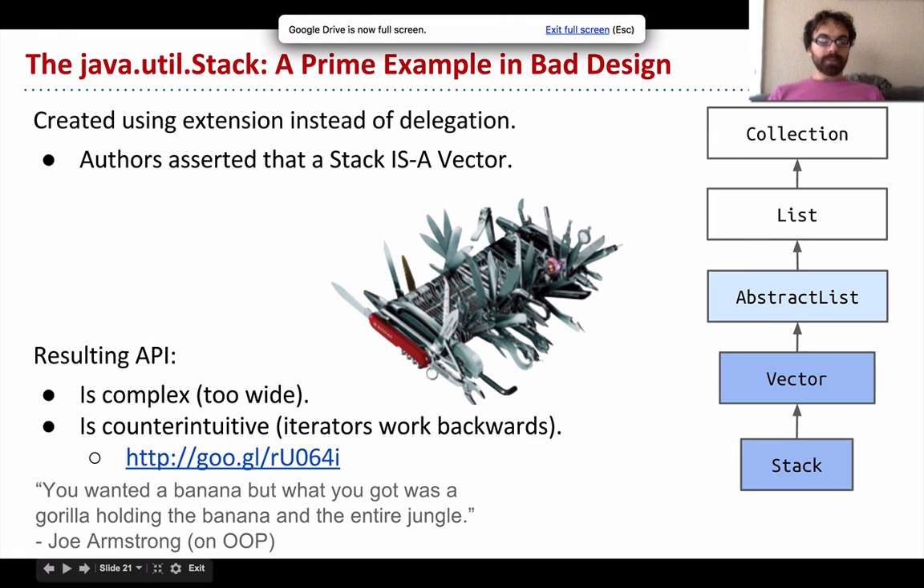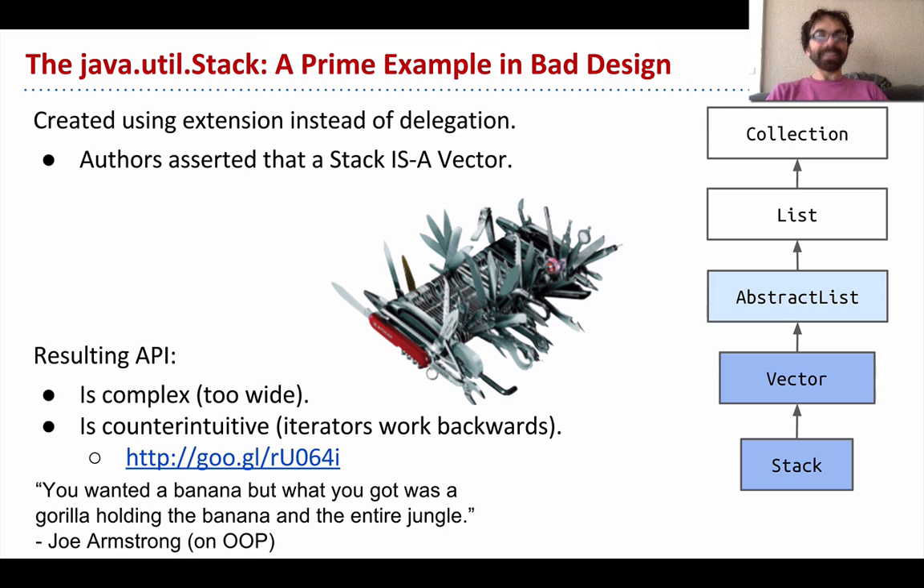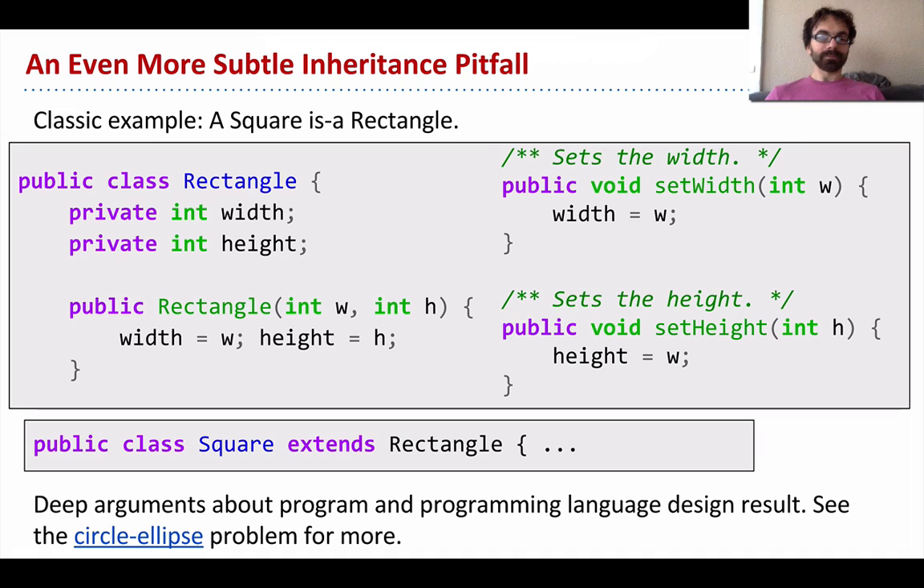All right. So I guess I will have one more little Joe Armstrong quote about OOP in this lecture, which is that often in object-oriented programming, you could run into the funny situation where all you wanted was a banana, but instead what you get was a banana holding the banana, and the entire jungle. Okay? So OOP can be a little dicey sometimes.